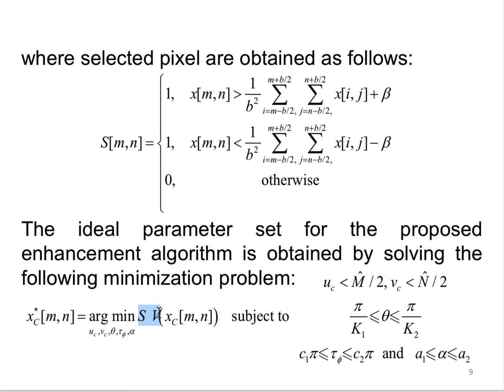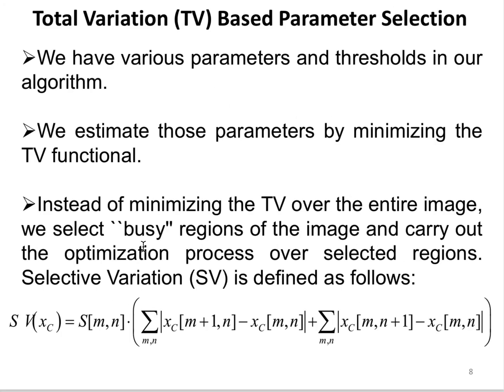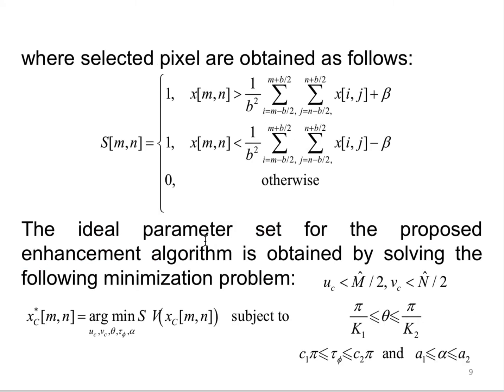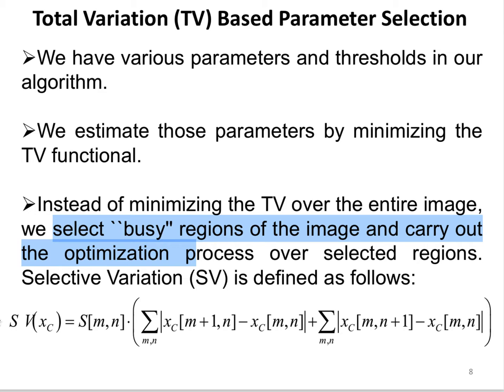Now here I have something called selective variation. Instead of minimizing the total variation over the entire image, we only select busy regions of the image and carry out the optimization over the busy regions, which correspond to edges and sharp regions. We estimate the busy regions again by just looking at the changes in image pixels. The goal is to reduce the computational complexity of the total variation minimization.